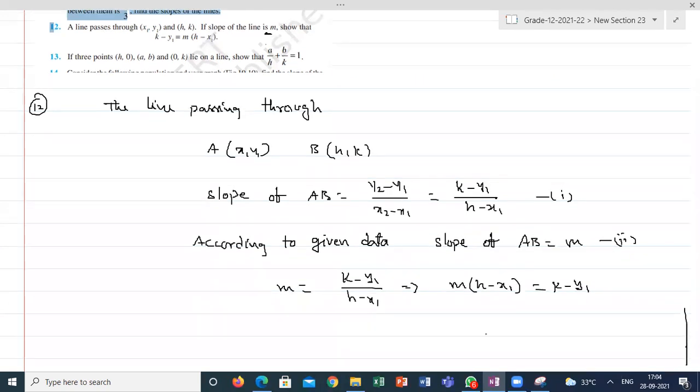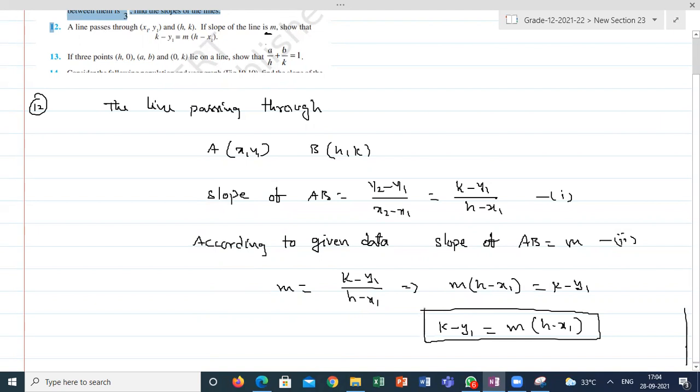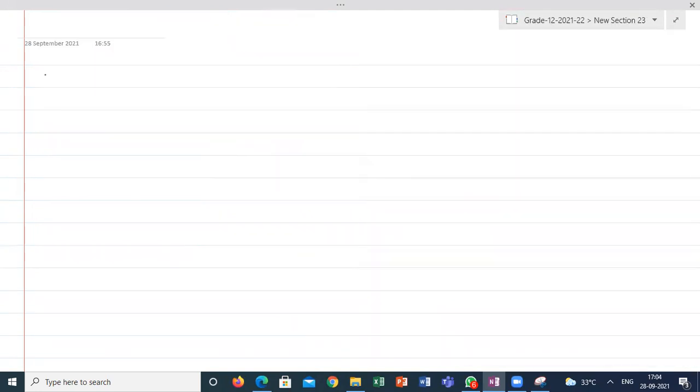He's asking us to prove the relation between both the points with respect to slope: k minus y1 is equal to m into (h minus x1). They gave a line and its slope, and also the line is passing through 2 points. I followed the definition of the slope and equated it to the given slope value. So simply, whatever statement he is asking, in that form I kept. So it's a general question, no much logic in this.